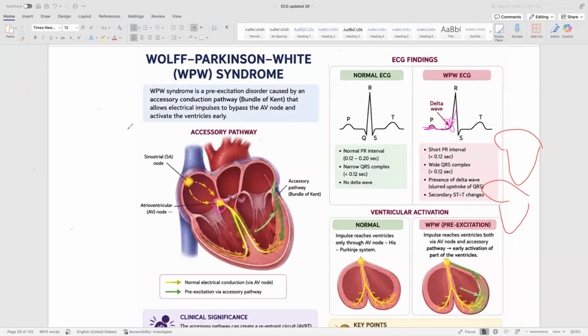And sometimes there will be an absent P wave. It's not absent, but it is buried inside here. It became a delta wave. There is practically no time between the atrial depolarization and the ventricular depolarization. That is why the P wave is inside the QRS. At the beginning of the QRS, it is forming what is called the delta wave.